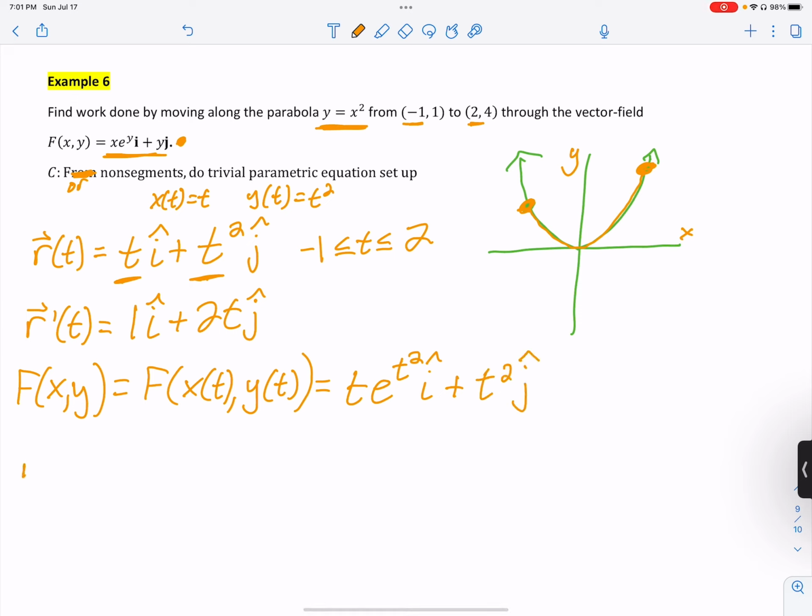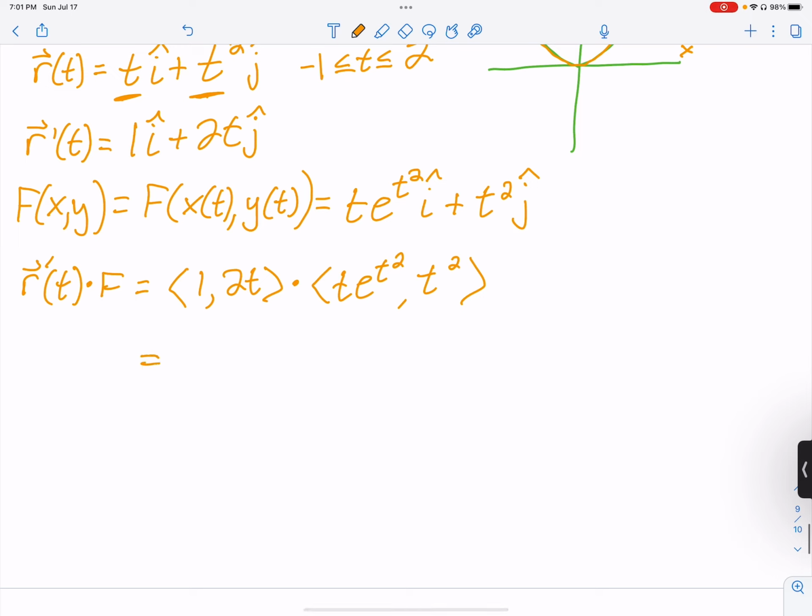All right, I'm going to write these out in bracket notation because it helps me. Let's do r prime dotted with f. So this is <1, 2t> dotted with <t e^(t squared), t squared>. Remember, dotting, I just multiply and add. So 1 times the first component is t e to the t squared, plus 2t times t squared is 2t to the third.